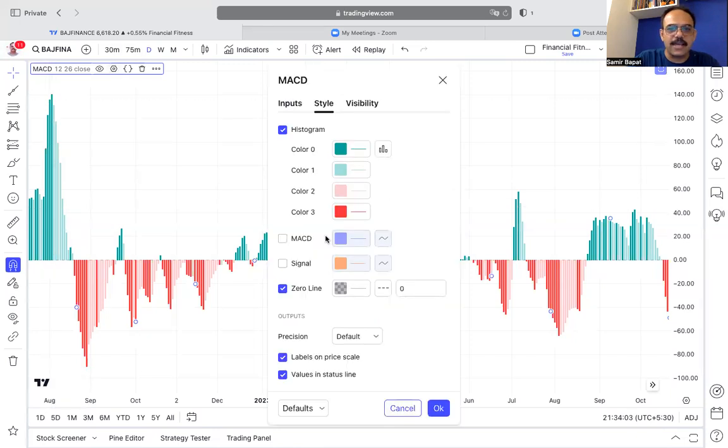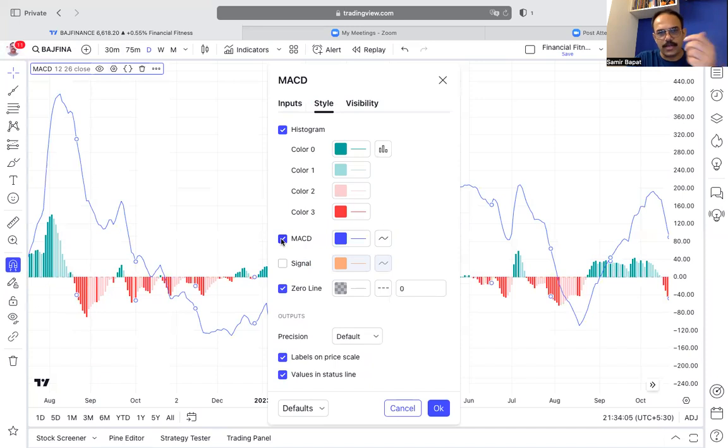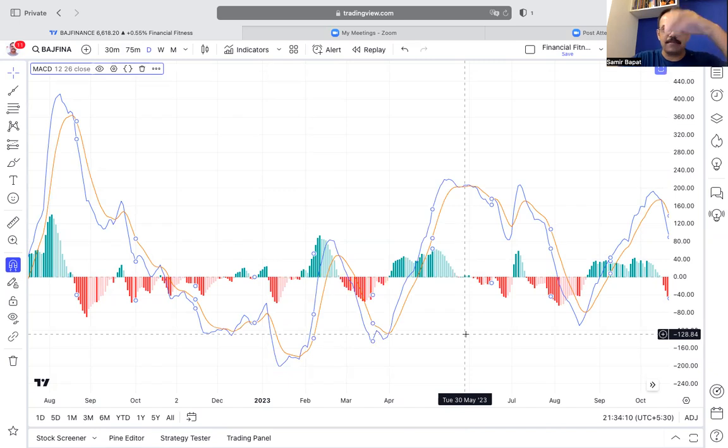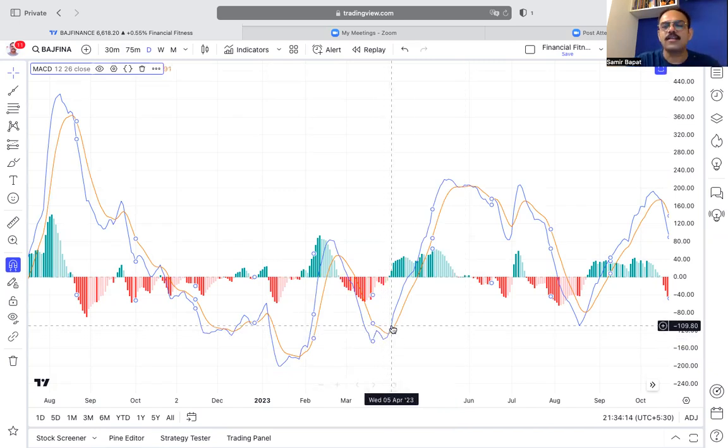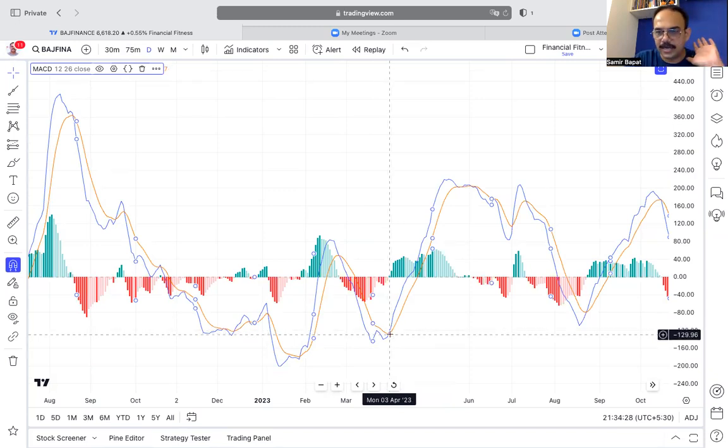Now, then we have MACD, which is the blue line, and the signal. How we have to use the MACD signal is the crossover, MACD crossing over the signal line. That is how we will be using it. So we are clear about the histogram, we are clear about the MACD, this blue line, and the signal and crossover. Correct? Are we good? Can we go ahead? Yes, sir. Okay, great.